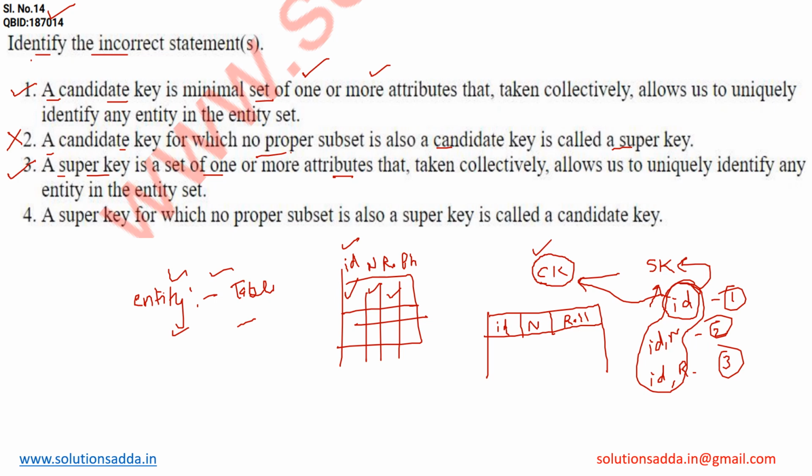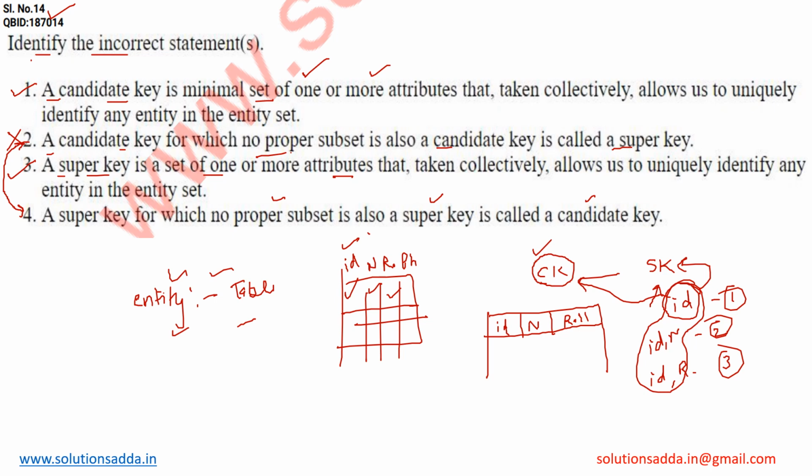Fourth option says a super key for which no proper subset is also a super key is called a candidate key. Here you can see that option 2 and option 4 are the alternative of each other, or sorry, they are the opposite of each other.